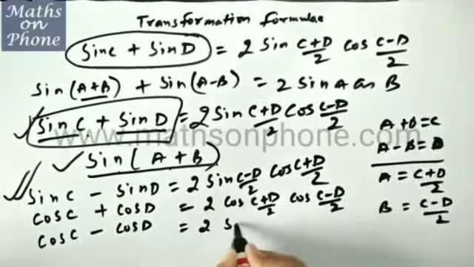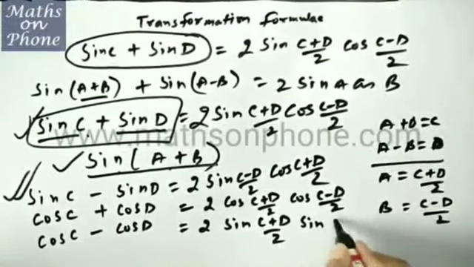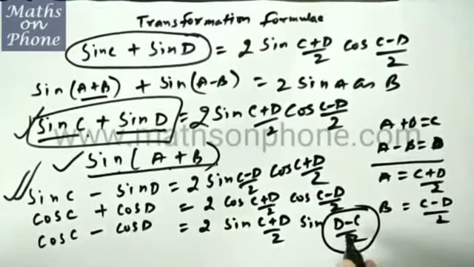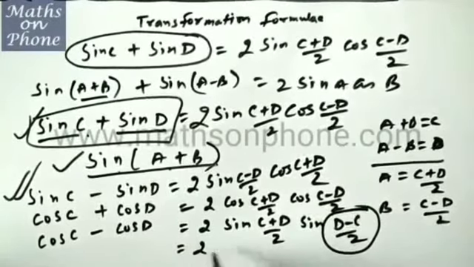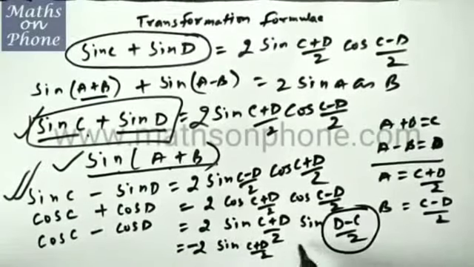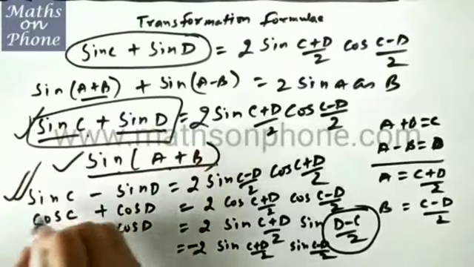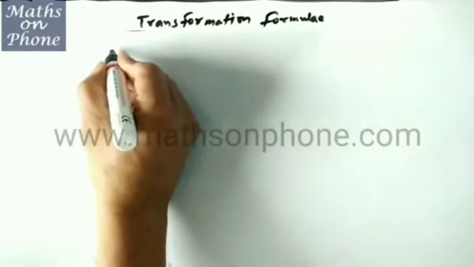This is 2 sine (C plus D) by 2 into sine (D minus C) by 2. Be careful here, D minus C by 2. Some people write it as 2 sine (C plus D) by 2, sine (C minus D) by 2, and put a minus sign here. So this can be written as 2 sine (C plus D) by 2, and if you take minus common, this is sine (C minus D) by 2. Anyway, you can remember this formula. These are very important 4 formulas. You just learn this. Now let's see one application of the formulas we learned.